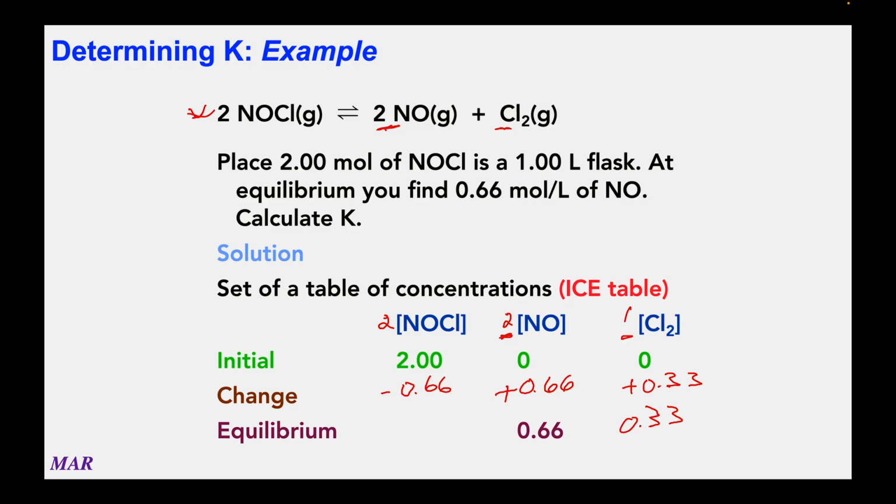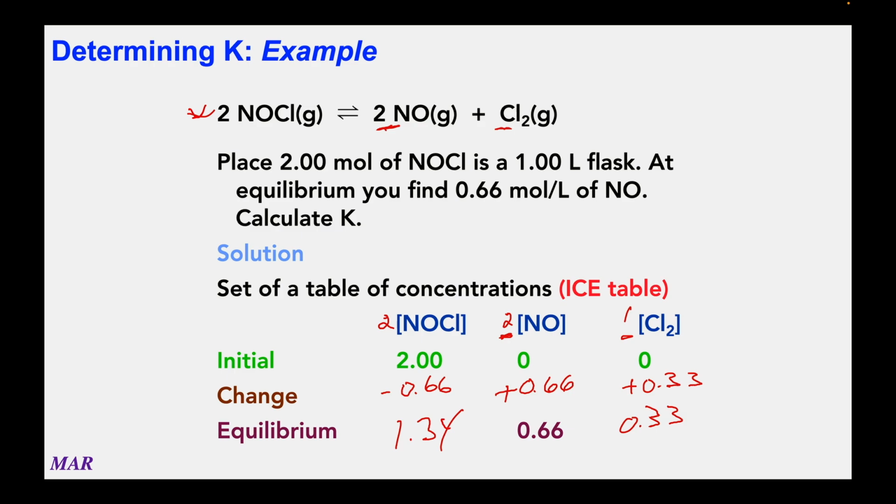Now, to finish this table off, the NOCl at equilibrium will be the initial amount minus the change part. That's going to be 1.34 moles per liter when you do the math. So initial, and then use the change to figure out what the equilibrium is, you're good to go.